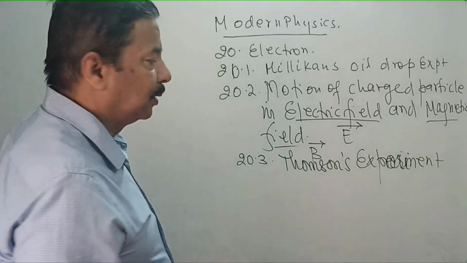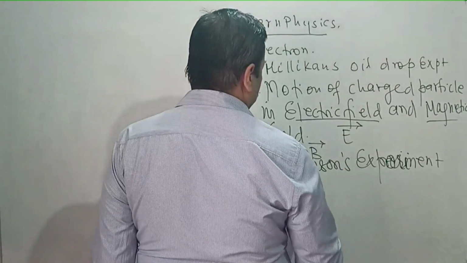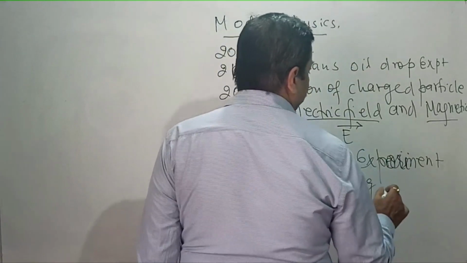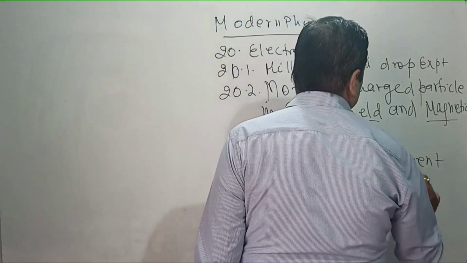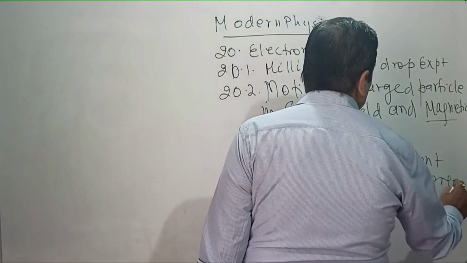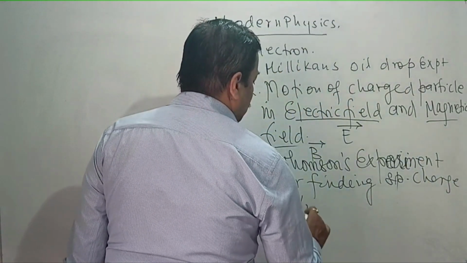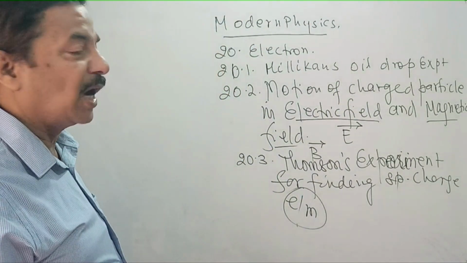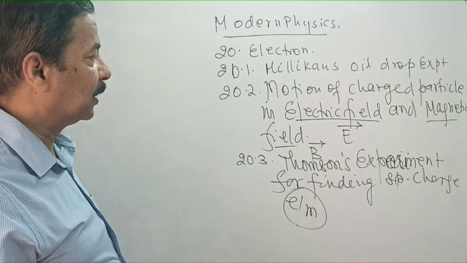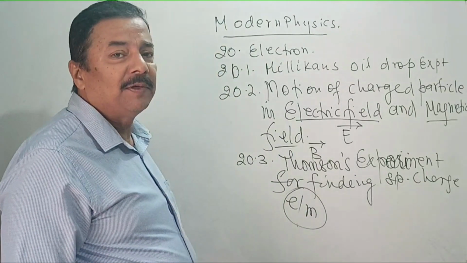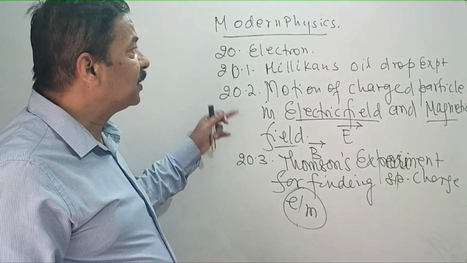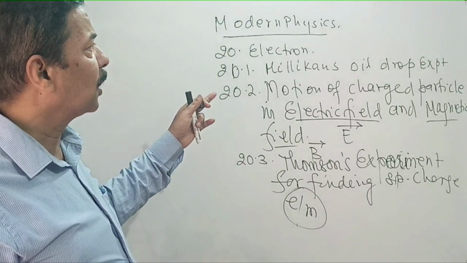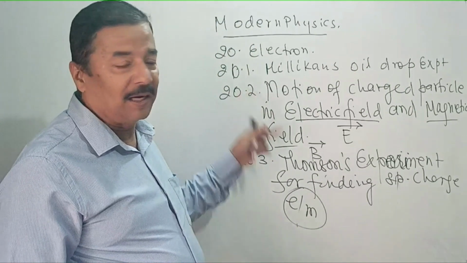Thomson's experiment for finding a specific charge. E by m is called the specific charge, the charge by mass ratio of the electron. This is the third experiment, the third portion by which this chapter will end. So this is basically the plan of the first exercise of modern physics, that is the electron.